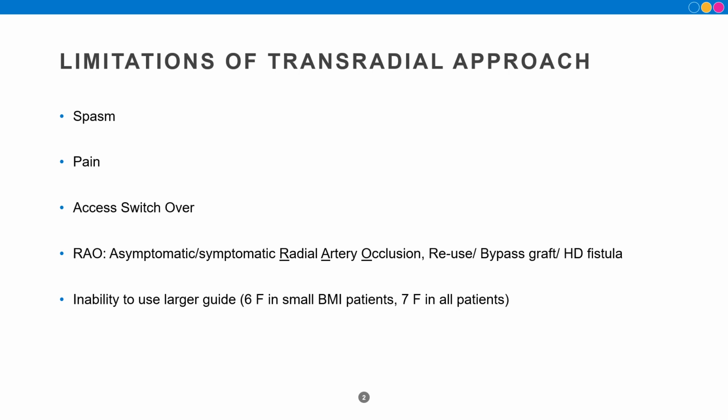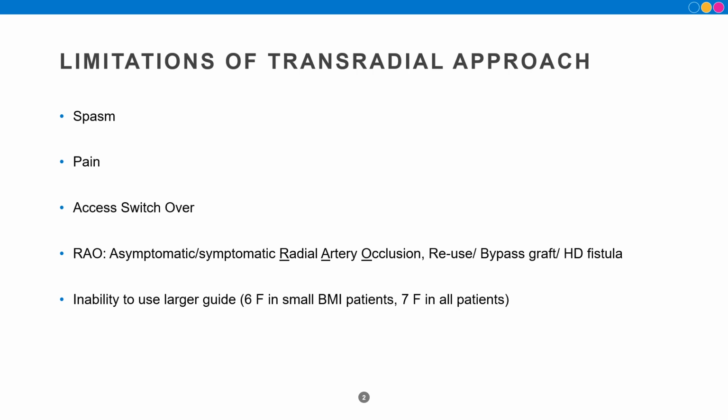The majority of operators do not objectively evaluate the radial artery occlusion rate, and therefore almost all operators feel very comfortable that, oh, my radial artery occlusion rate is very small. But the reality is, when the radial artery occludes, you cannot reuse it. We know our patients need multiple catheterizations during their lifetime. You cannot use the radial artery for bypass graft, and particularly if the patient requires hemodialysis, a radiobasilic fistula is the best access for hemodialysis, and if the radial artery occludes, that's not available for your patient.